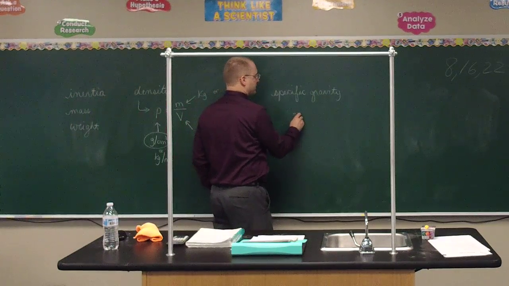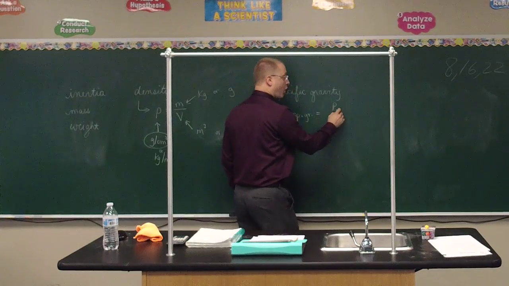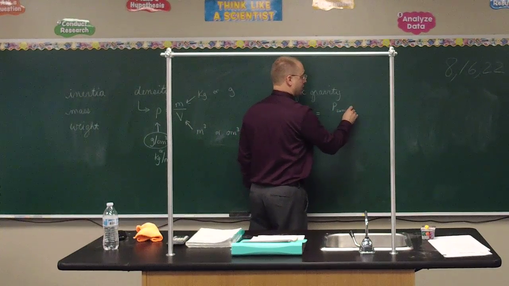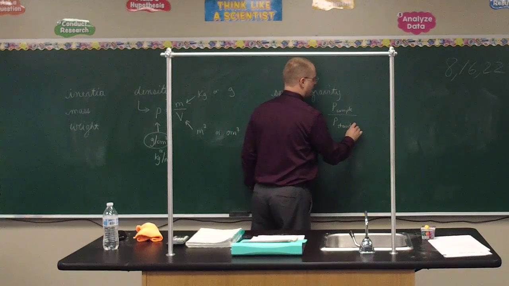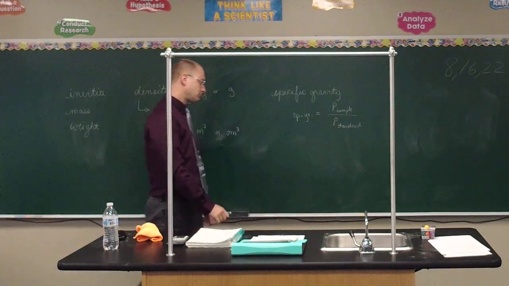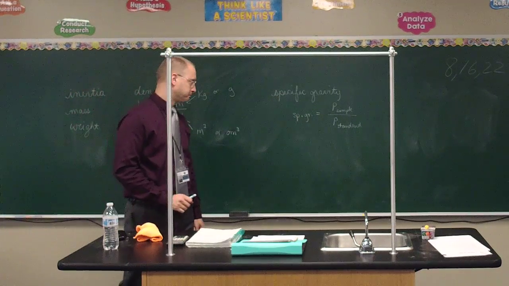The equation for specific gravity, or relative density, is quite frankly, you compare the density, or rho, of some sample that you're considering, maybe it's Michael, to the density of whatever the standard would be. The density of the sample compared to the density of the standard.